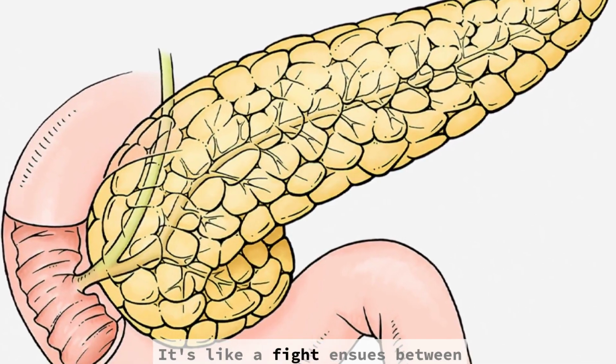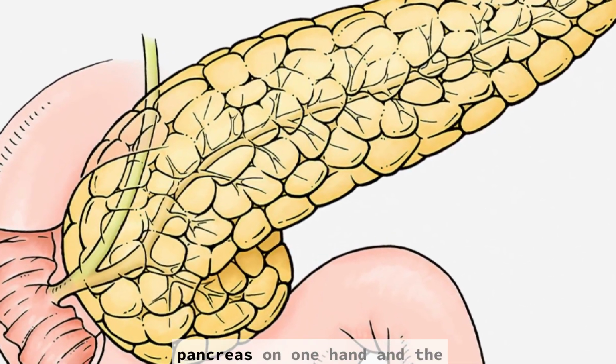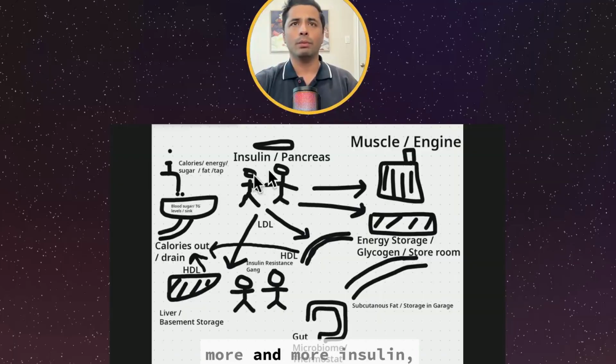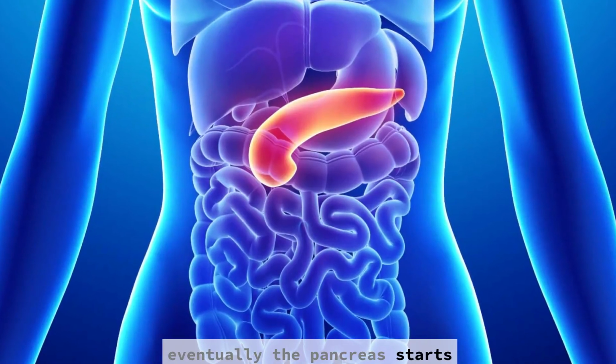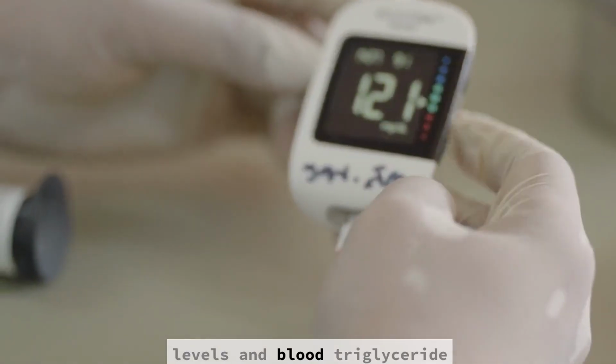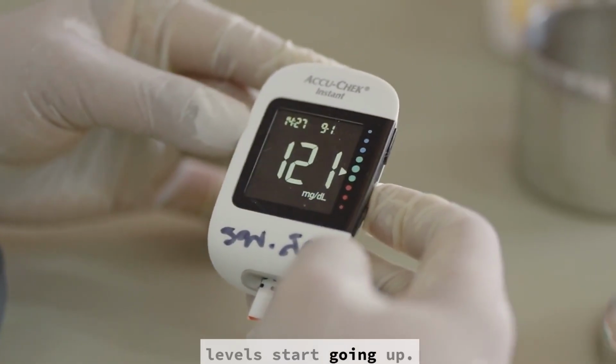It's like a fight ensues between the pancreas on one hand and the liver on the other hand. The pancreas starts pumping out more and more insulin, trying to push excess energy, of course, into all of these places, particularly into unsafe places like the liver and pancreas itself and muscles, while this insulin resistance gang is trying to fight the insulin. Eventually the pancreas starts losing that fight, which is when the blood sugar levels and blood triglyceride levels start going up.